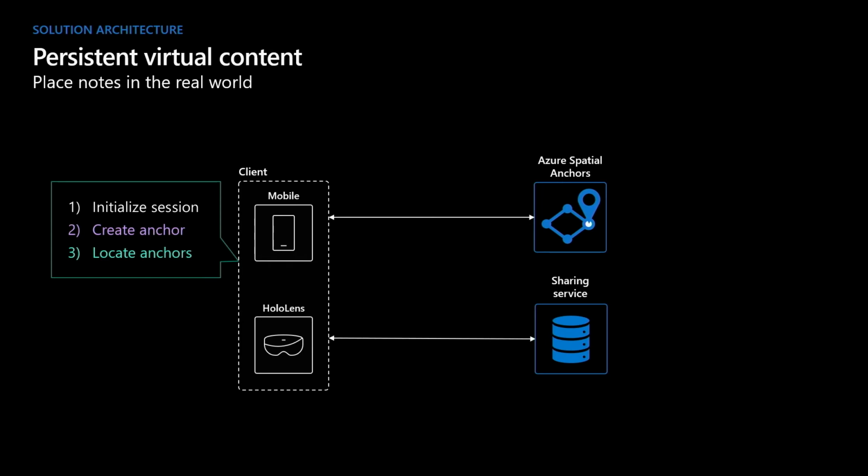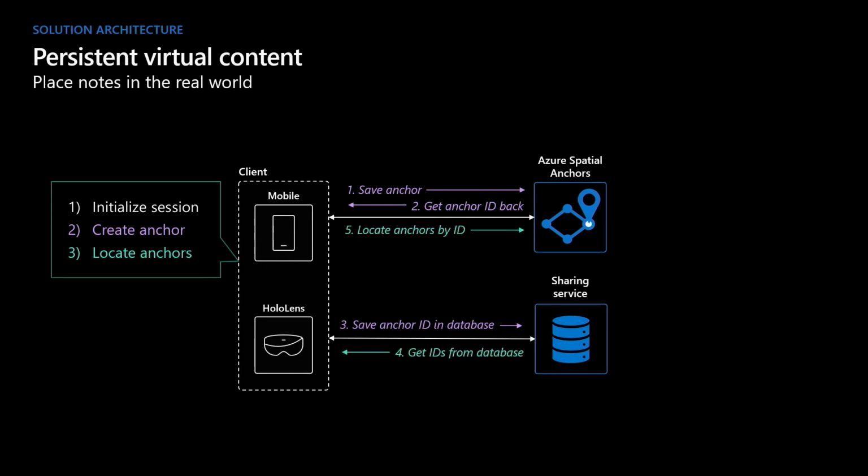So if we walk through how data is flowing, first, we save the anchor to ASA. In return, we get an ID. We save that ID to the database, and we've created an anchor. When we're ready to locate anchors, we're going to get the IDs from the database, tell them to ASA through the criteria that we set on a watcher, and get back the anchors. In between steps 5 and 6, you're scanning your phone around to get environment data.